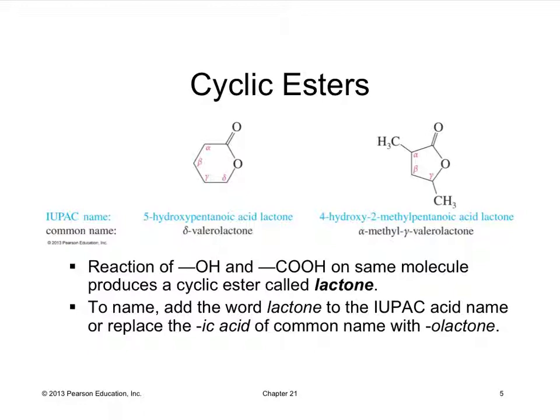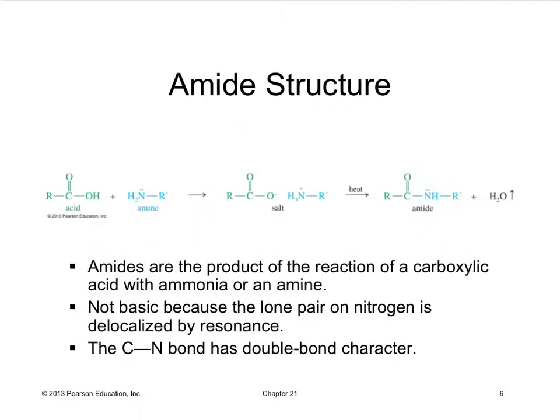Just going to focus on the IUPAC naming system, so this would be 1, 2, 3, 4, 5. So this is a pentanoic acid lactone, and it would be 5-hydroxypentanoic acid. And here, this would be the same 5-membered ring, so it's a pentanoic acid lactone, but it's a 4-hydroxy-2-methylpentanoic acid lactone.